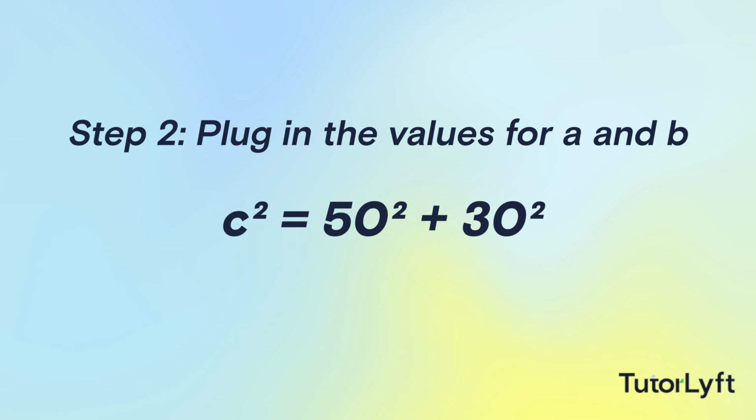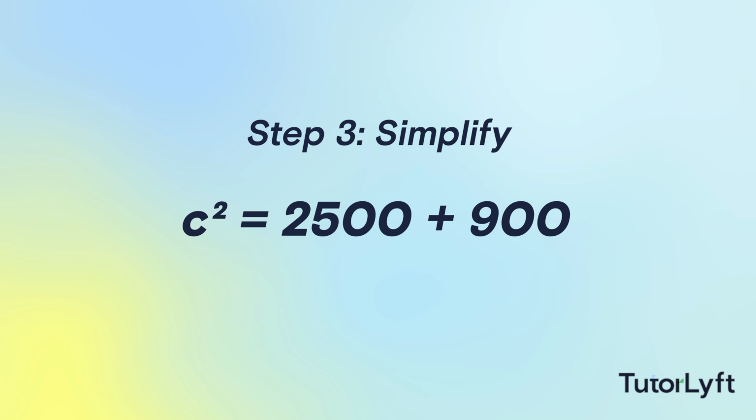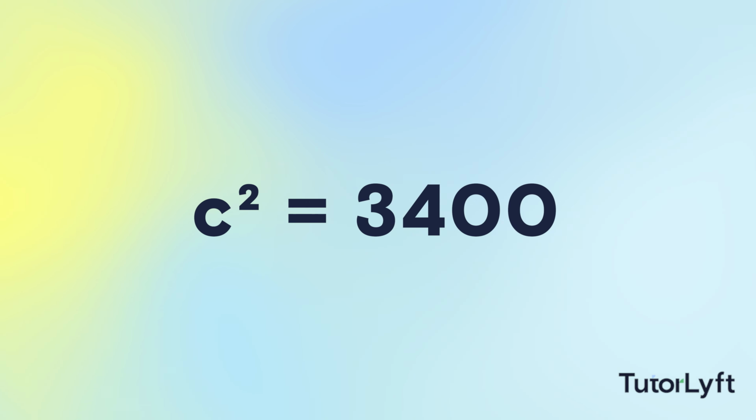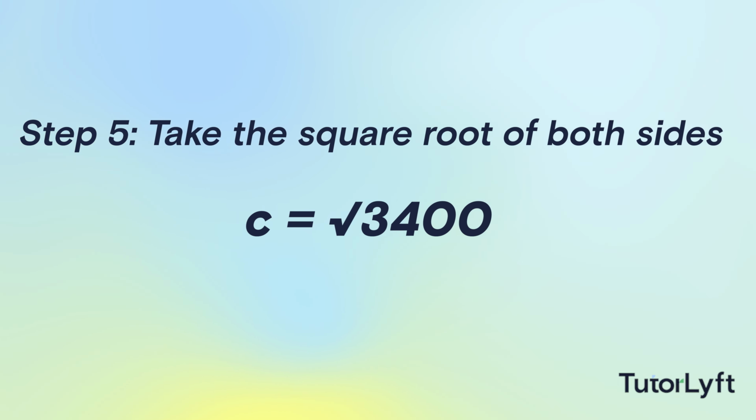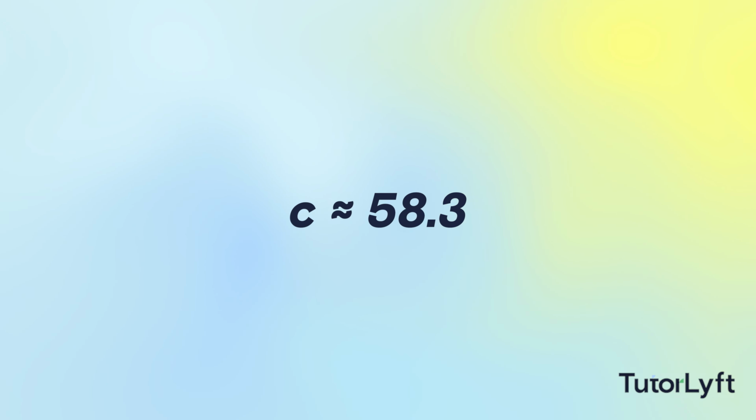c squared equals 50 squared plus 30 squared. Simplify. c squared equals 2,500 plus 900. c squared equals 3,400. Take the square root of both sides. c equals the square root of 3,400. c equals approximately 58.3. So the diagonal distance across the park is approximately 58.3 meters. Great job! Word problems like these show how the Pythagorean theorem can be applied to real-life scenarios.